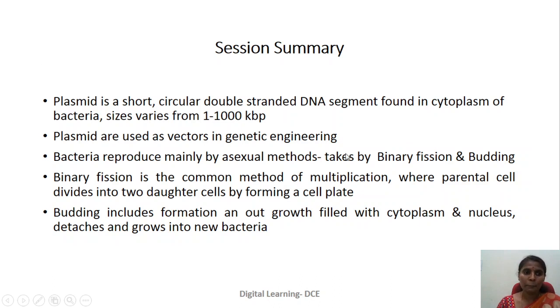To sum up the session, a plasmid is a short circular double-stranded DNA segment found inside the cytoplasm of bacteria, which is used as a vector in genetic engineering techniques. Bacteria reproduce mainly by two asexual methods. One is binary fission and the other is budding. Binary fission is the common method of multiplication observed in bacteria, where the parental cell divides into two daughter cells by forming a cell plate, whereas budding includes the formation of a small outgrowth called a bud, into which a small amount of cytoplasm as well as nucleus moves and a constriction develops. Later, it detaches from the parental cell and grows into an individual new daughter bacterium.